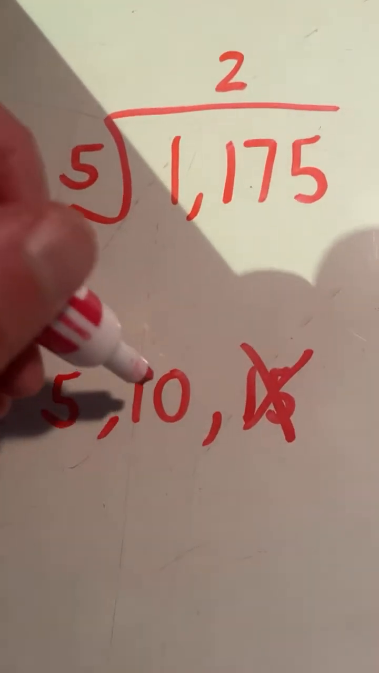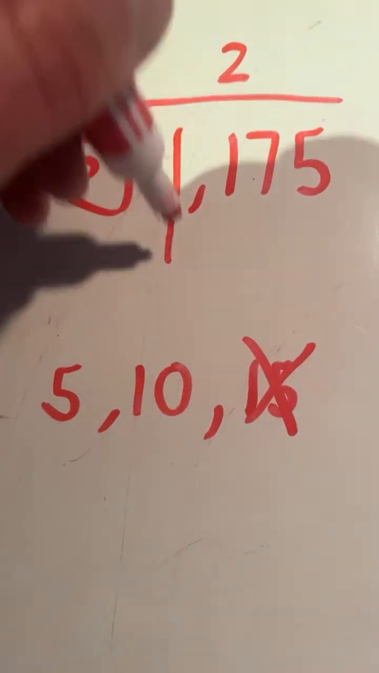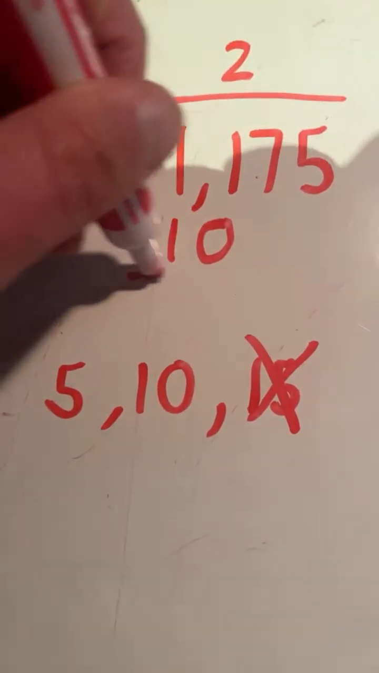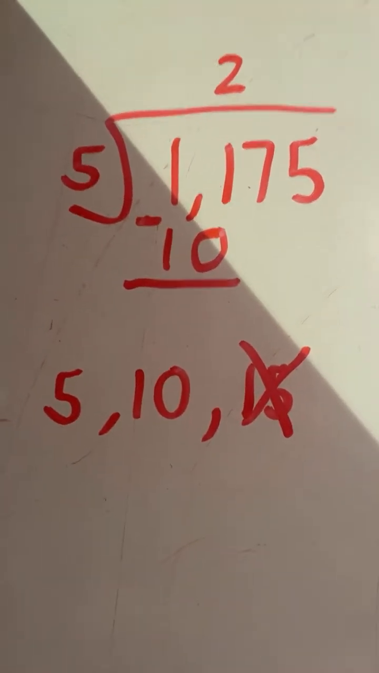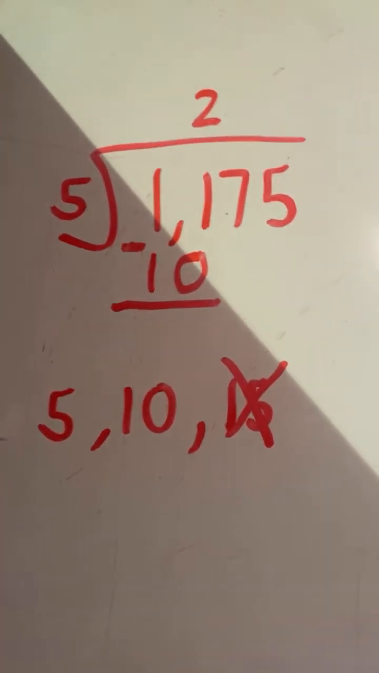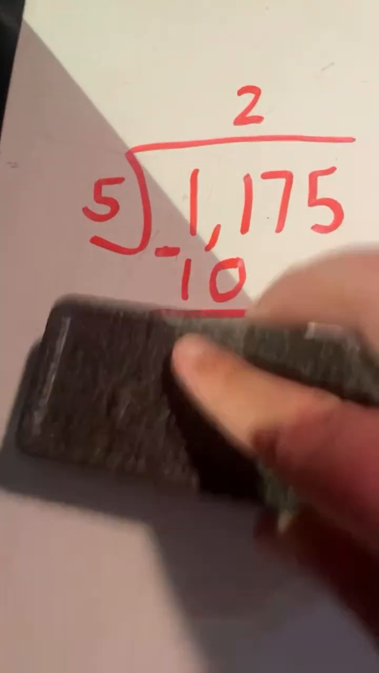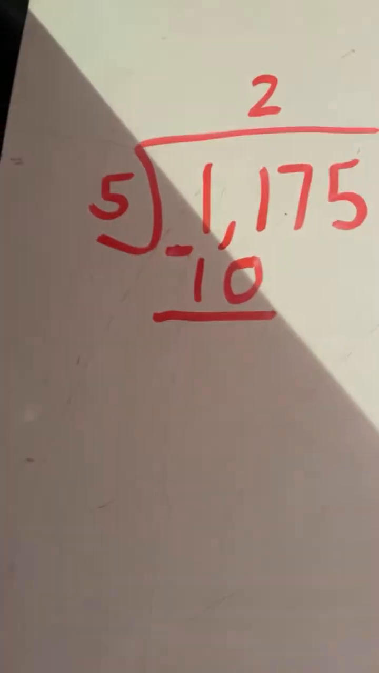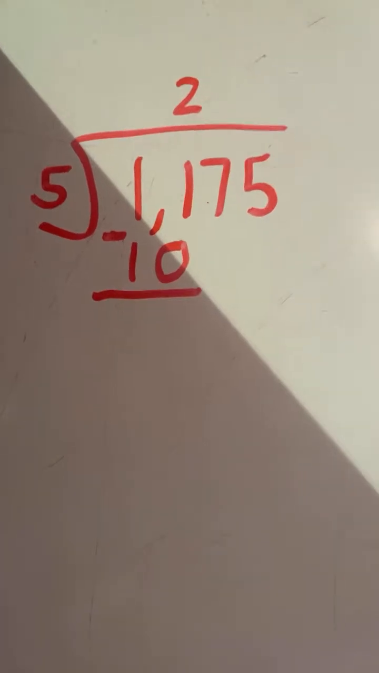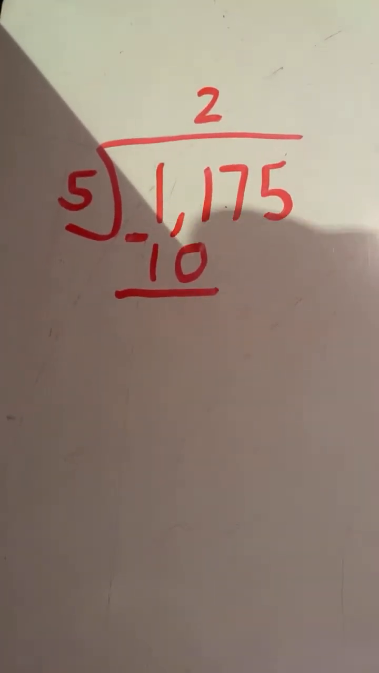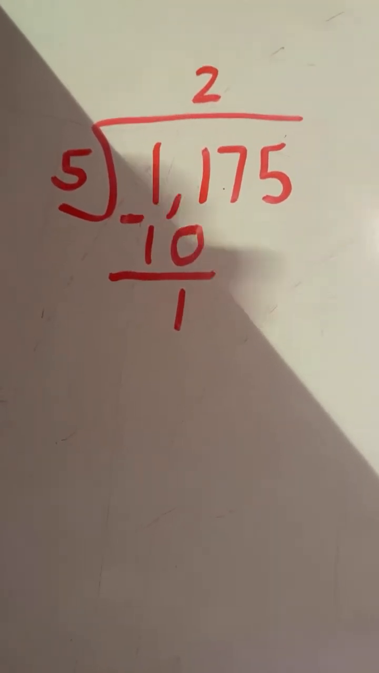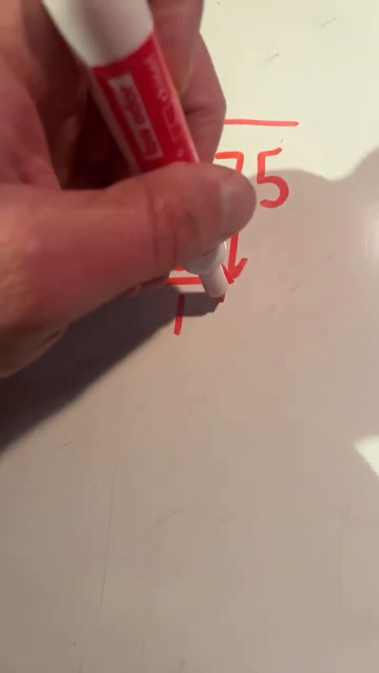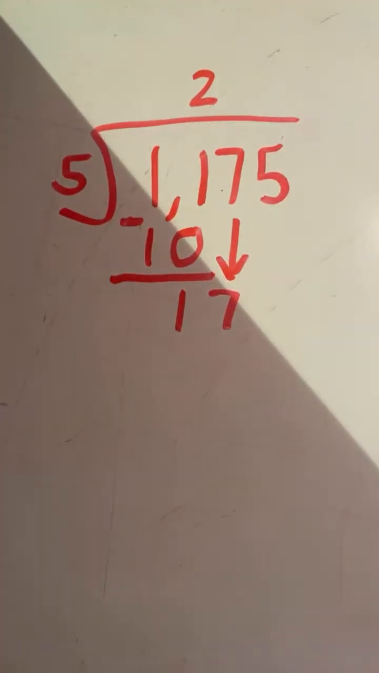And 10 was as close as I could get to 11 without going over. The last number that we skip counted was 10, so we have to subtract 11 minus 10 to find our remainder. So 11 minus 10 equals 1. We have a remainder of 1. Next step, we have to bring down the 7, and then that 1 becomes a 17.